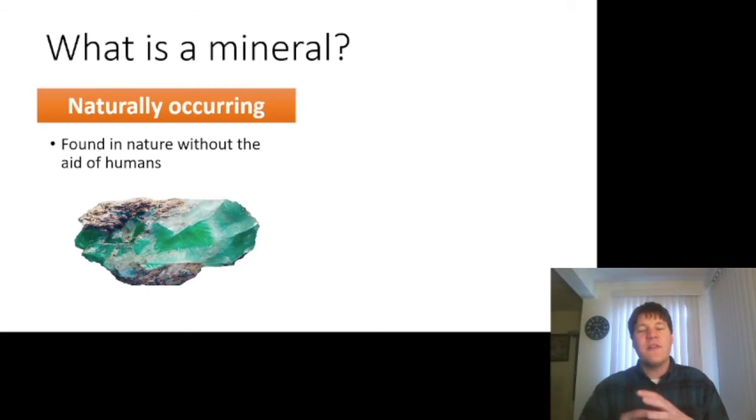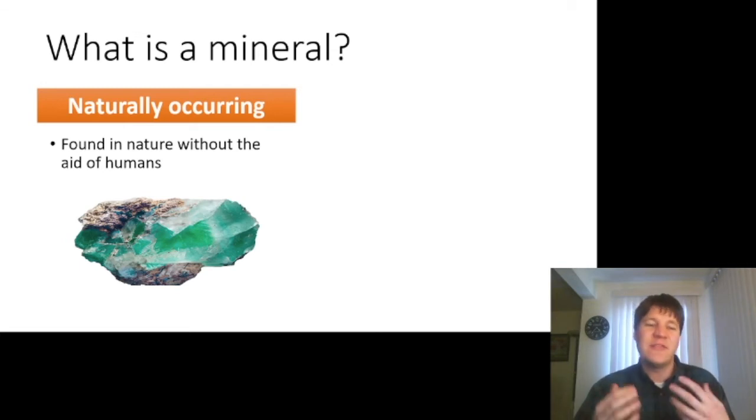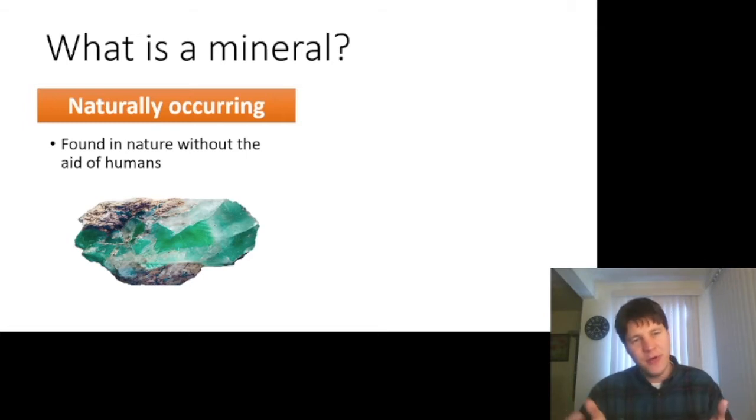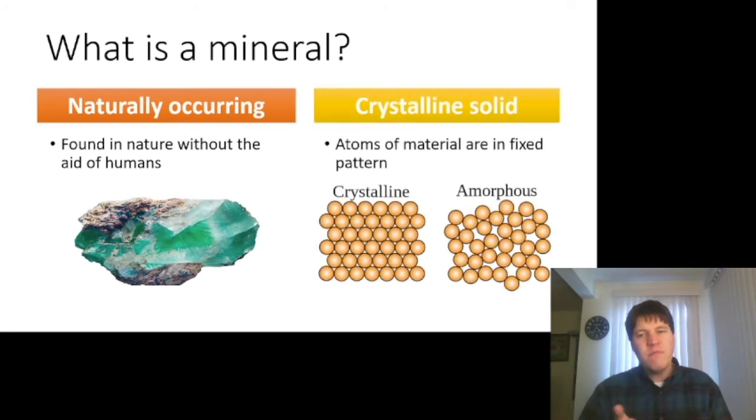So minerals have a very specific scientific definition. Two of the components that make up a mineral is that a mineral has to be naturally occurring. So it has to be something that's found in nature without the aid of humans. If it's something that's made by people, for example, things made out of plastic, that's probably not an example of a mineral. And all minerals are what we call crystalline solids, or even more simply, they're basically solids. So there are no examples of gases or liquids that would be considered minerals.